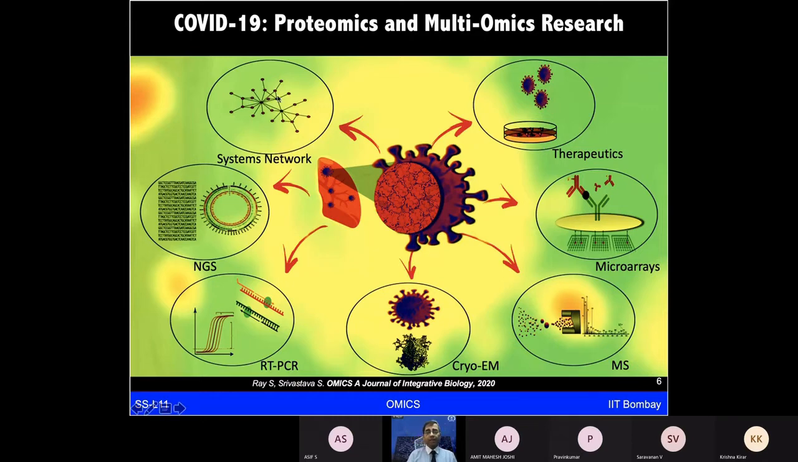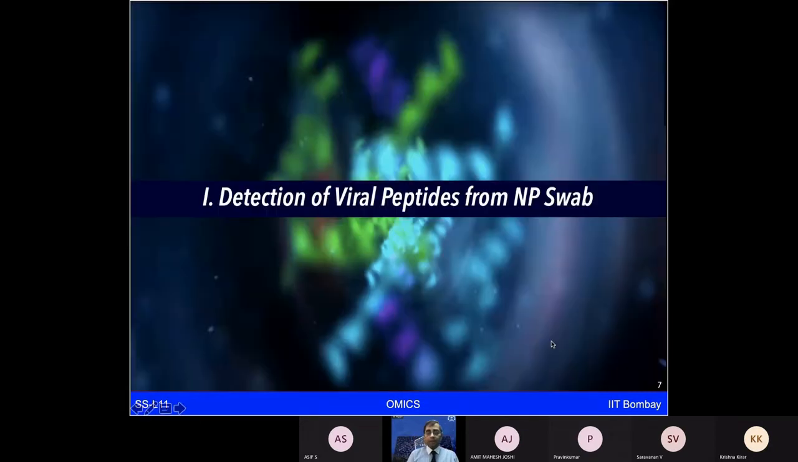Finally, a lot of data is being generated in the process, which is all being utilized with systems network type of analysis. I'll first talk to you about how we were also very keen, like any one of us right now, to see if we can detect this virus from the nasopharyngeal swab. The technology currently being used is real-time PCR.